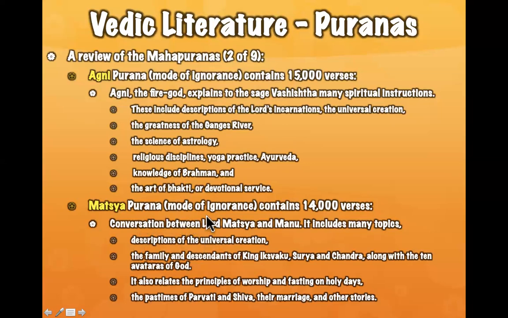Matsya, 14,000 verses. It's a conversation between Matsya, Lord Matsya, fish incarnation, and Manu. It includes many topics: description of the universal creation, family and descendants of King Ikshvaku, Suryadev, Chandradev, along with 10 avatars of God. It also relates the principles of worship and fasting on holidays. And also the pastimes of Parvati and Shiva, their marriage and other stories.